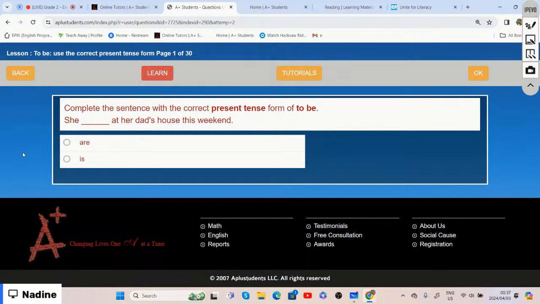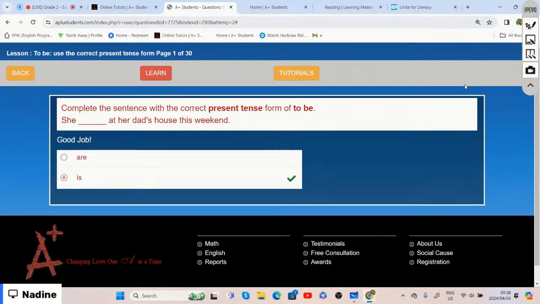All right, and if we choose the correct present tense form of to be, then we can say she is at her dad's house this weekend. So is is correct. So well done.